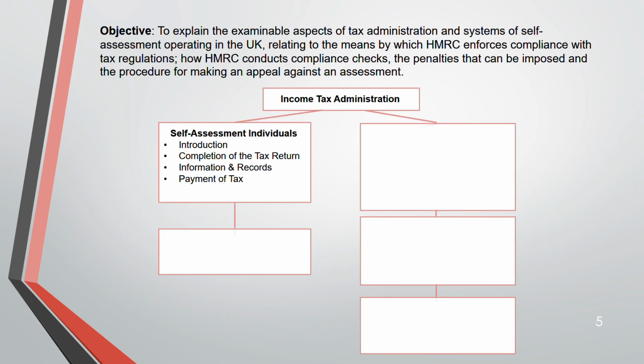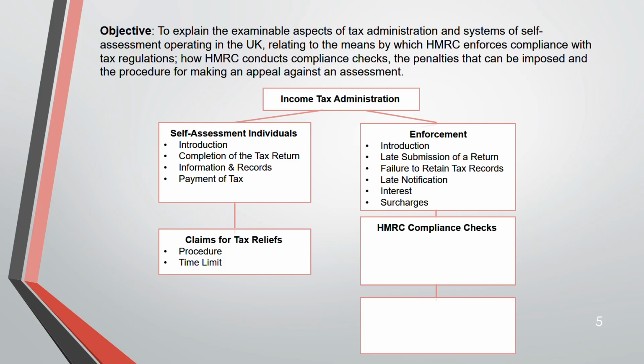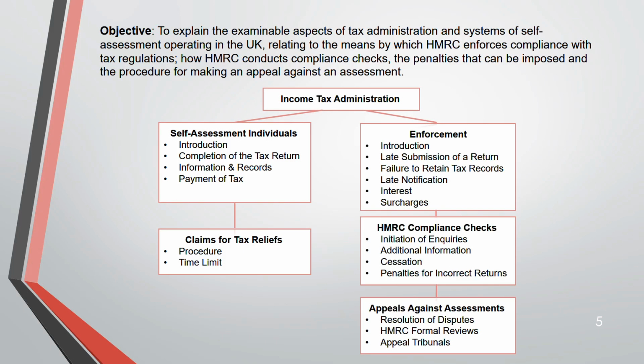So, under income tax, the self-assessment, claim for tax relief, then enforcement, then HMRC compliance checks and appeals against those assessments. So basically the penalties, the claims, the timeline, all those things we'll be covering in this lecture. With this we finish the entire income tax. So lectures 1 to 11 focus on income tax.